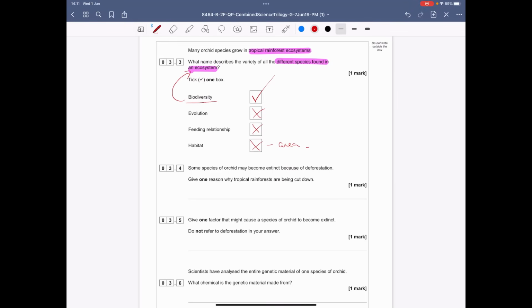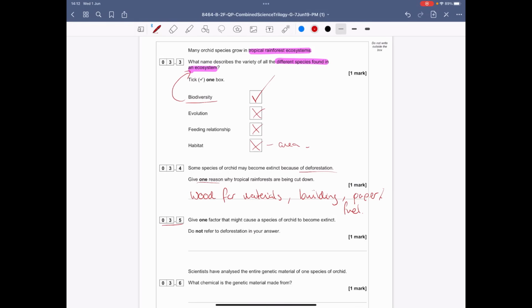Question 3.4 then. Some species of orchid may become extinct because of deforestation. Give one reason why tropical rainforests are being cut down. So, why are we cutting down the rainforests? Well, it could be because we want wood for materials, or building, as well as paper or fuel. And you could also say just for the space to build and also to farm cattle.